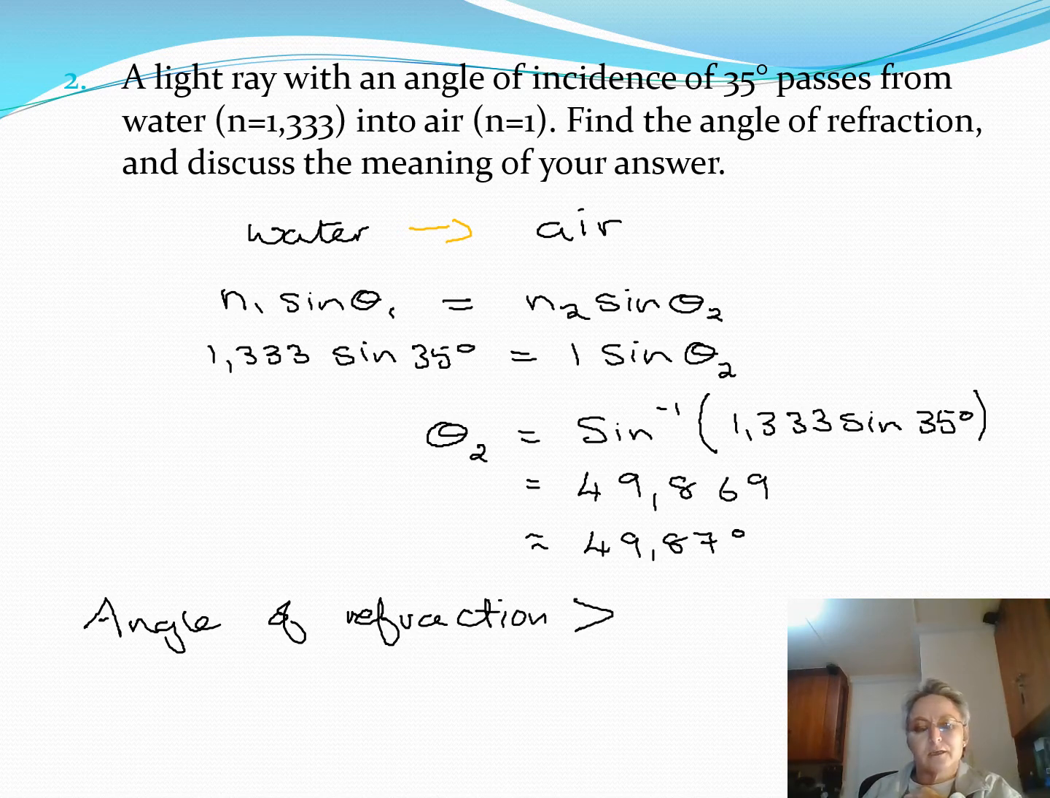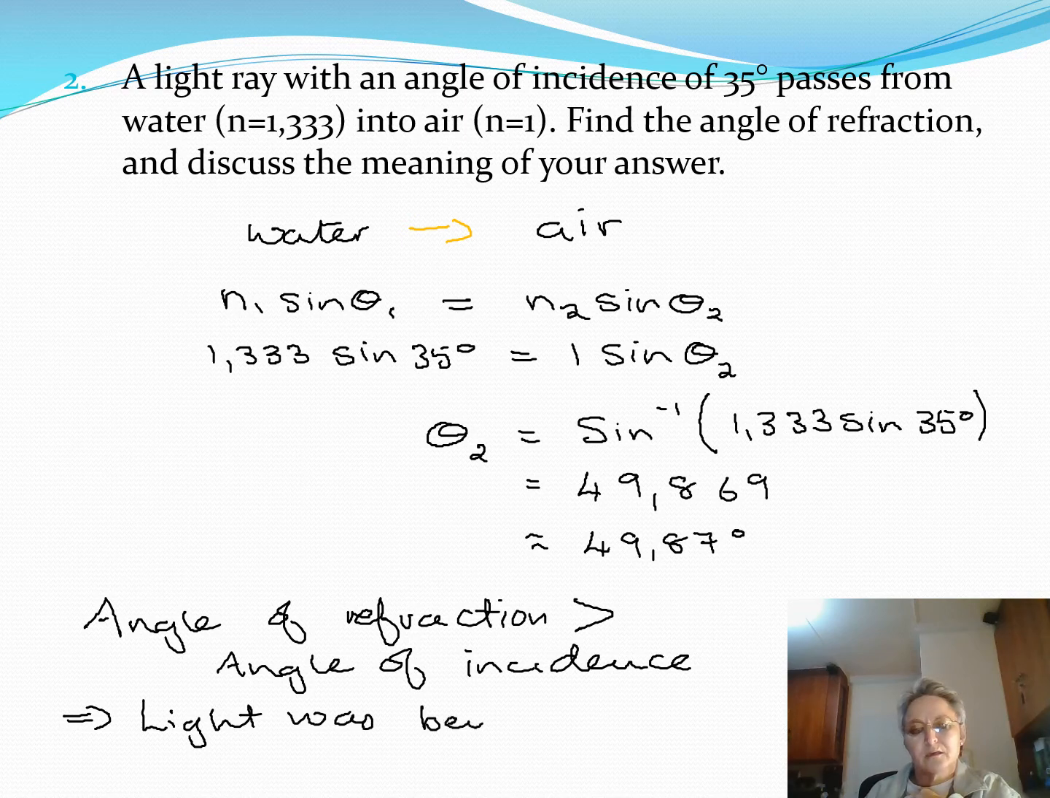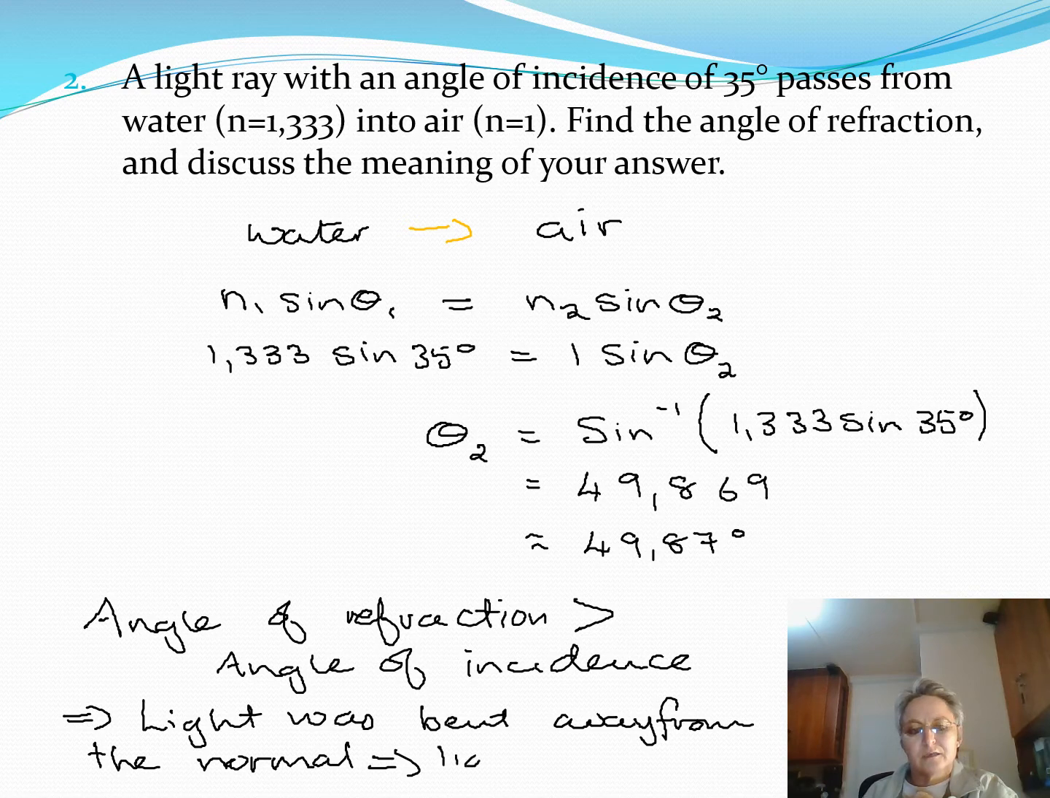Now, when the angle of refraction is greater than the angle of incidence, it means that light was bent away from the normal, and that means that light speeds up when it moves from the water into air.